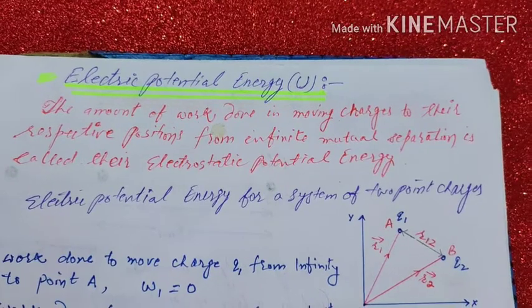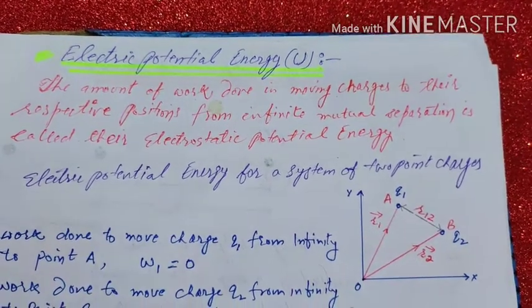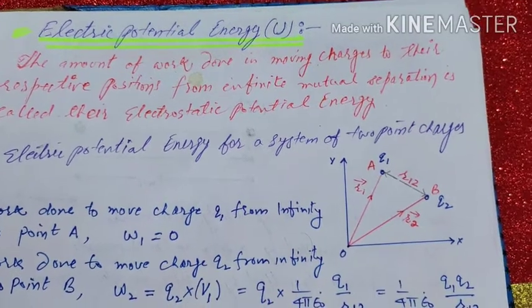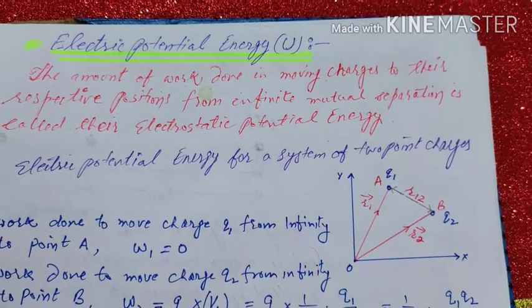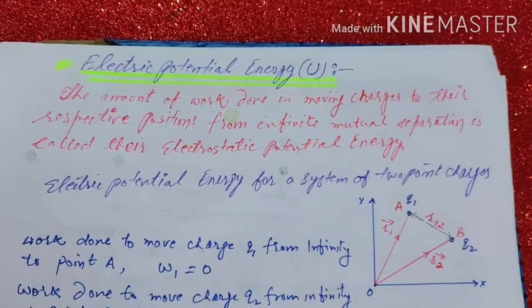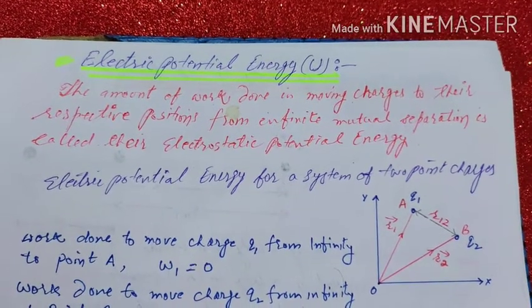Suppose that your charges are at infinite distance from each other and you bring them to their respective positions. Whatever is the amount of work done, that is equal to electric potential energy.